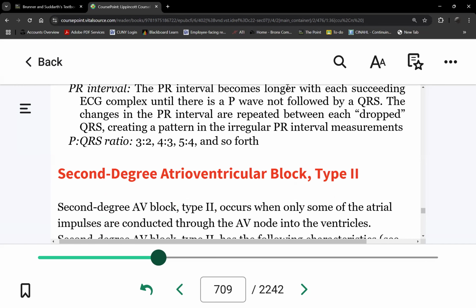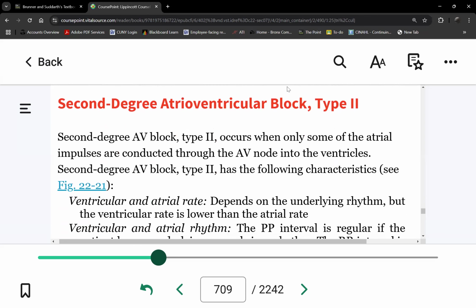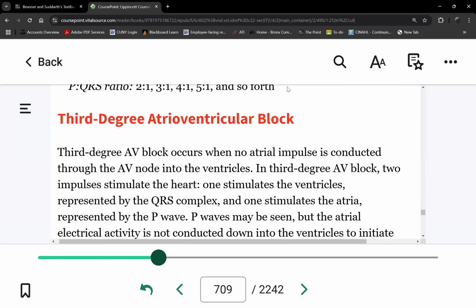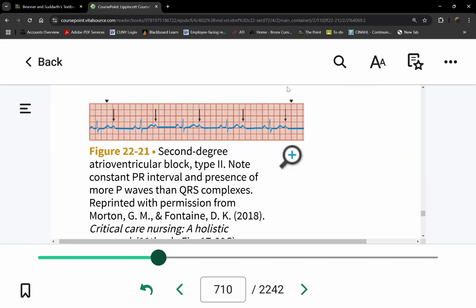What about second degree type 2? These need to be treated. Do you think these patients will have symptoms? Yes, this is second degree type 2. The heart rate is now considerably low. It needs to be treated. The treatment is atropine. It's listed in table 22-1. So you give atropine IV. It can be repeated every 3 to 5 minutes until the heart rate is 60 or better.